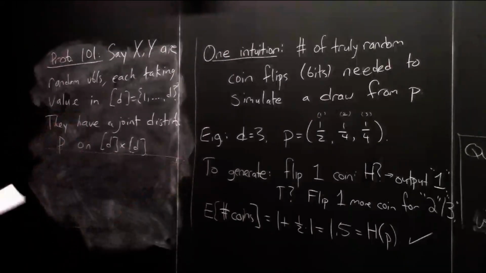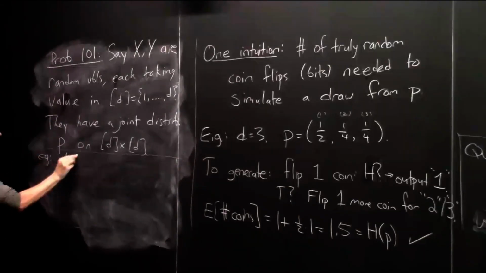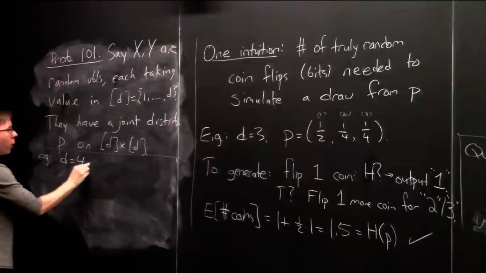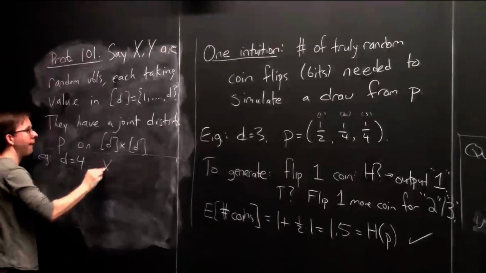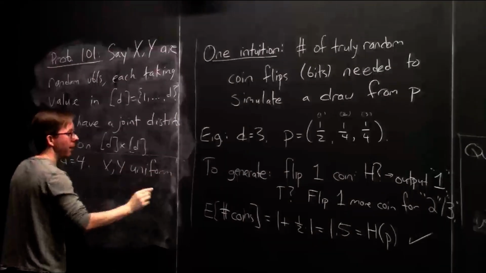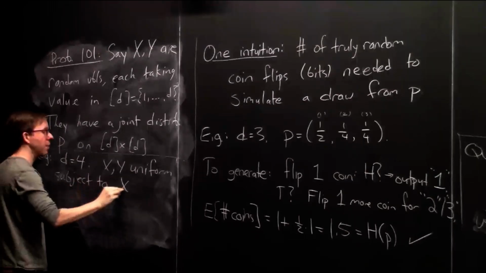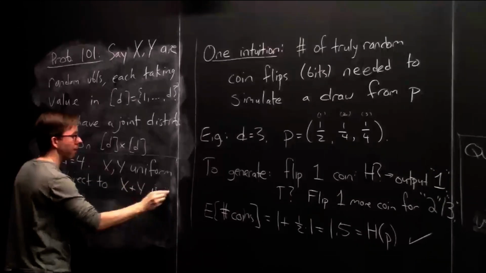Let me squeeze in a running example here. Imagine d is 4. So x and y are both numbers between 1 and 4. And I want x and y to be basically uniformly random, but subject to one condition: x plus y is even.